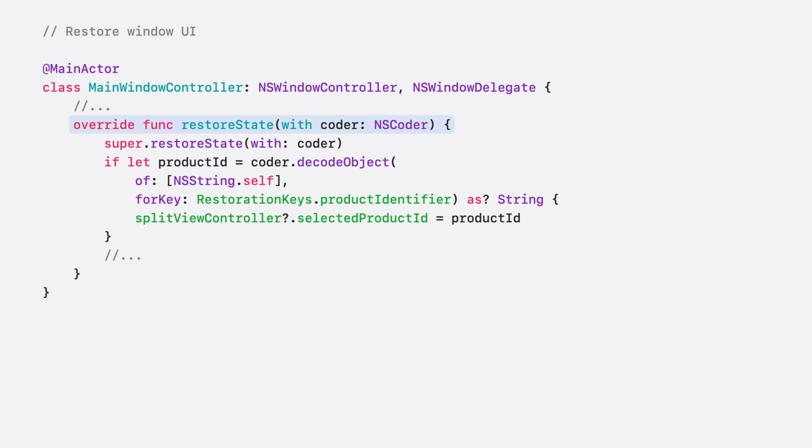In the window controller's restore state method, AppKit will hand you the same coder object containing the keys you encoded before. This is the place to fetch any data required to reconstruct your app state. Decode the identifiers and hand them to the corresponding view controllers. When you're done, your windows should be in the same state as before.